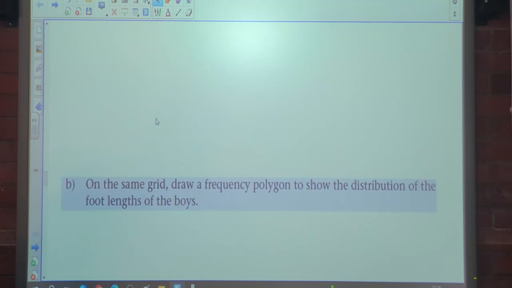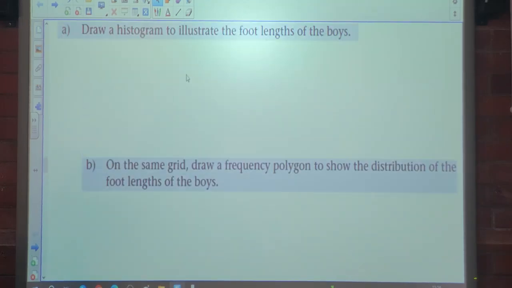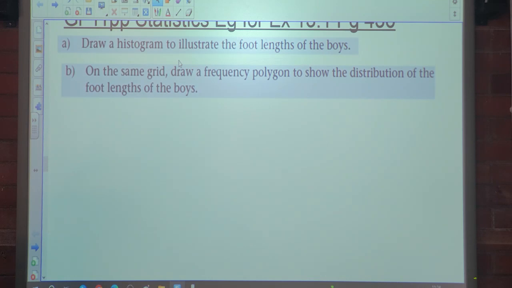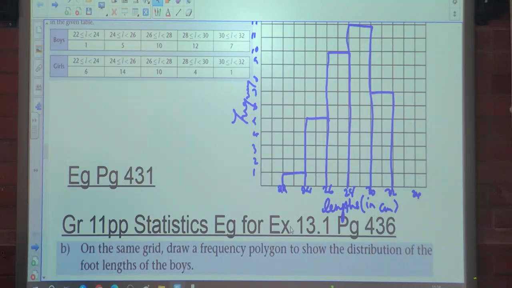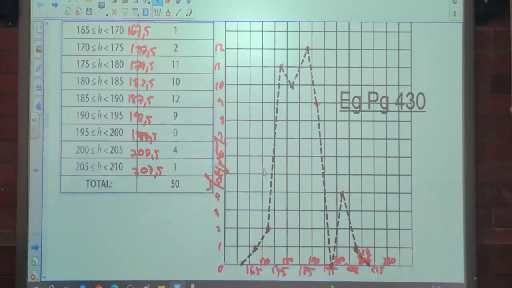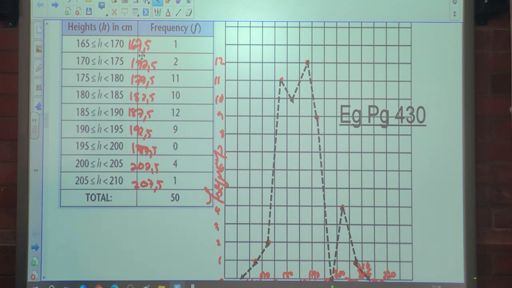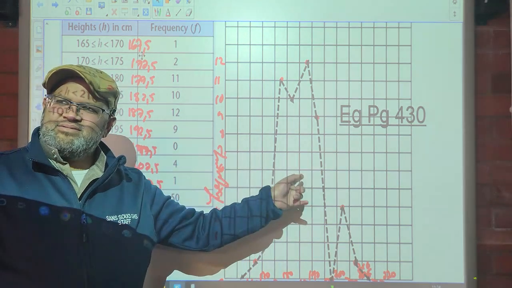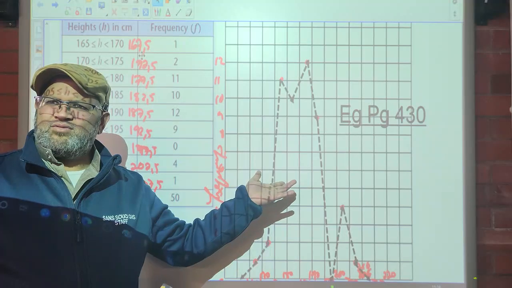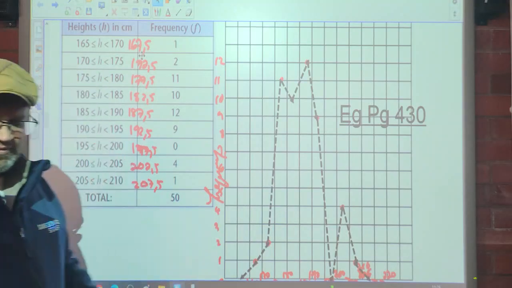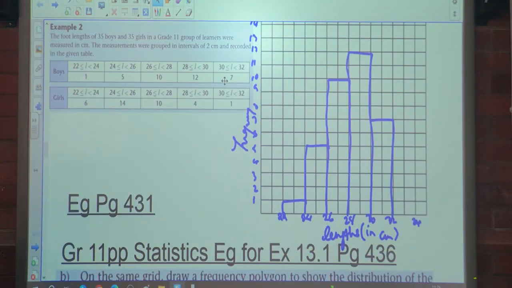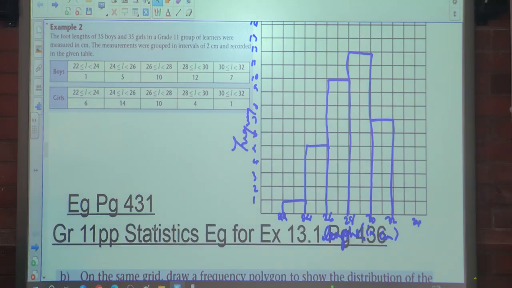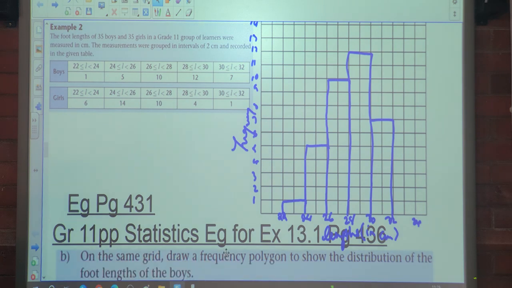B says, on the same grid, draw a frequency polygon to show the distribution of the foot lengths of boys. Now, people, we don't have to, as we did in the previous sum, work out the midpoints. Did we use the midpoints here? No. We just use the middle. So in future, you're not going to see me do the calculation for that. The only time you'll see me work out the midpoints is if I want to work out the average, the mean. Then I would tend to work that out because I need it in my calculation.